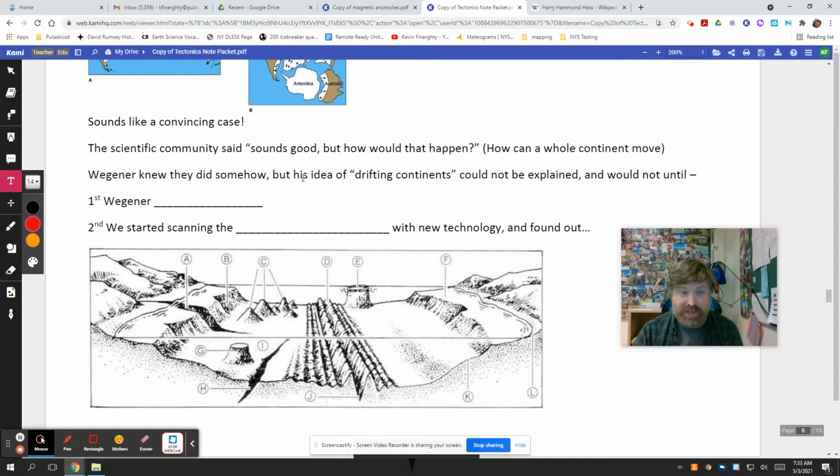Wegner kind of knew that they did, but his idea of drifting continents couldn't be explained. He didn't have the tools. He didn't have the mapping tools that would eventually be developed to help figure out what's going on here. None of this would be explained until after Wegner died. But he was right, and he never really got to hear anybody say he was right.